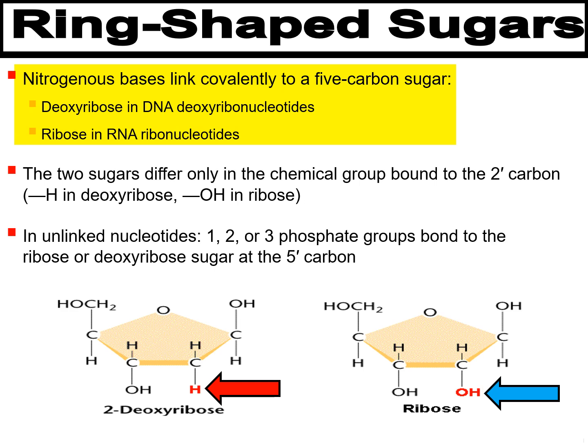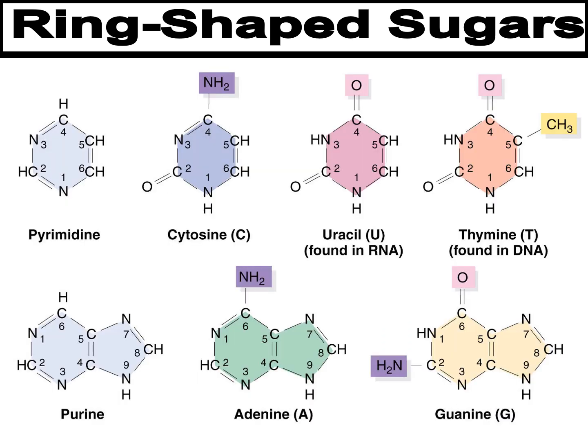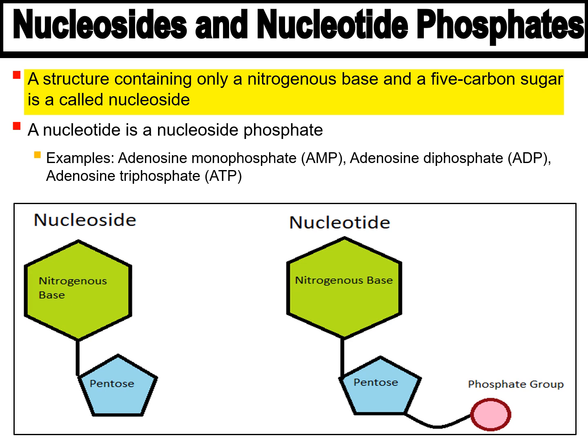In terms of the 5-carbon sugar in nucleotides, DNA contains deoxyribose, and RNA contains ribose. This figure shows the chemical structure of nitrogenous bases. Nucleosides are compounds consisting of a purine or pyrimidine base, and a pentose sugar.